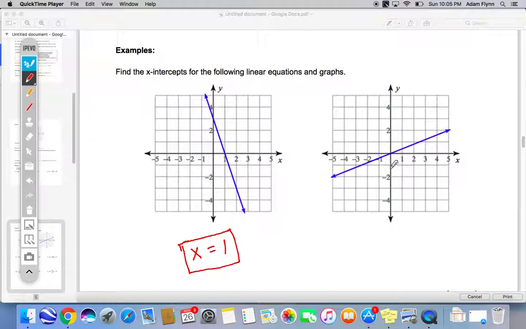Okay, looking at this one right here, we have our line. So we're going to see where it crosses this x-axis right here. Okay, and it crosses at the point x equals 0. So pause the video if you need more time. Hopefully those aren't too difficult for you.